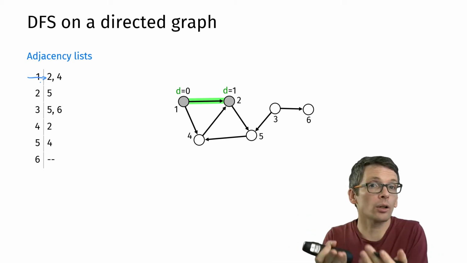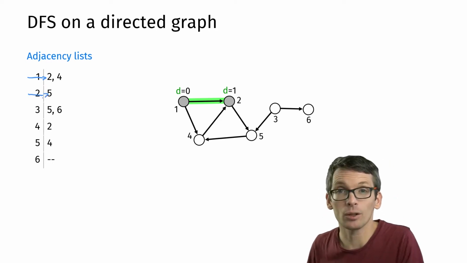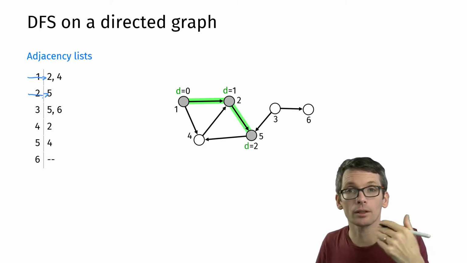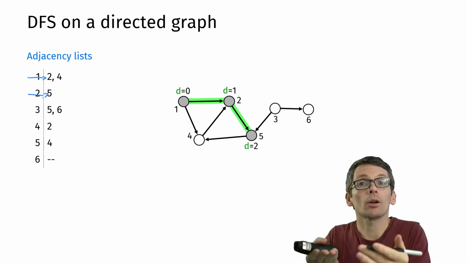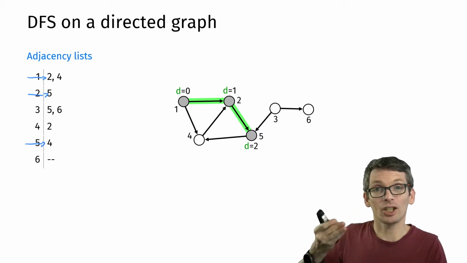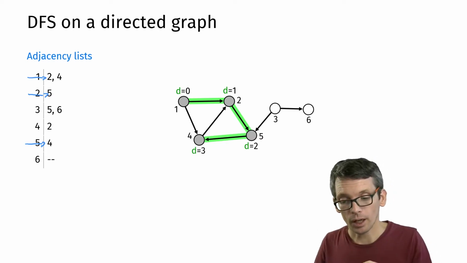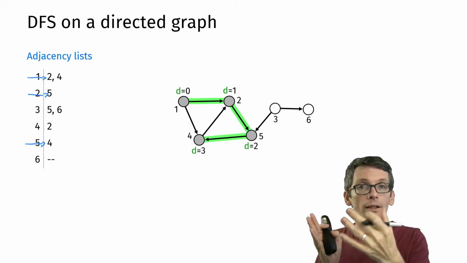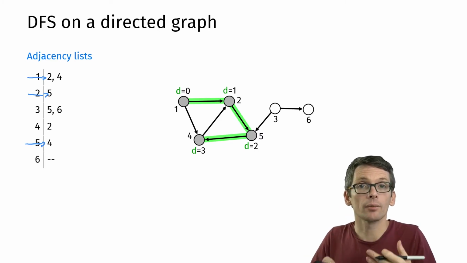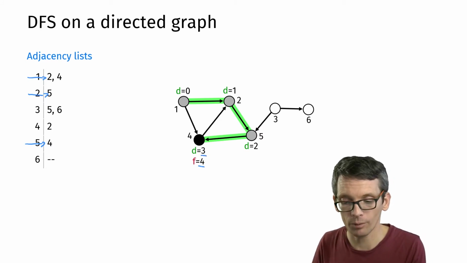We immediately call recursively depth-first search visit on whatever we see in the adjacency list of 2 first, which is a 5. So 5 is gray, has 2 as a predecessor, discovery time of 2. We again immediately call depth-first search visit. So 5 still has 4 as a white adjacent vertex. So 4 has 5 as a predecessor, discovery time of 3. Now there are no white adjacent vertices for 4 left. So we're immediately done processing 4. So it will get a finishing time of 4. It has a discovery time of 3, finishing time of 4.